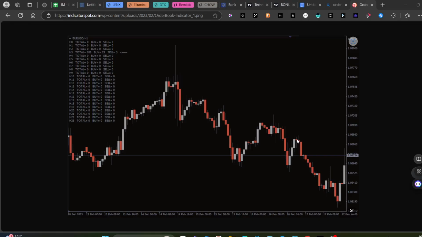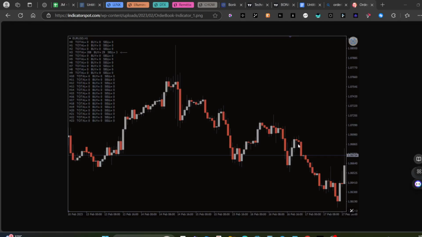Finally, make sure you understand the importance of slippage. When volume increases, the chances of slippage, where you get filled at a worse price than expected, also rise. By using the order book indicator, you can anticipate these volume spikes and adjust your strategy accordingly, ensuring that you manage risk more effectively.